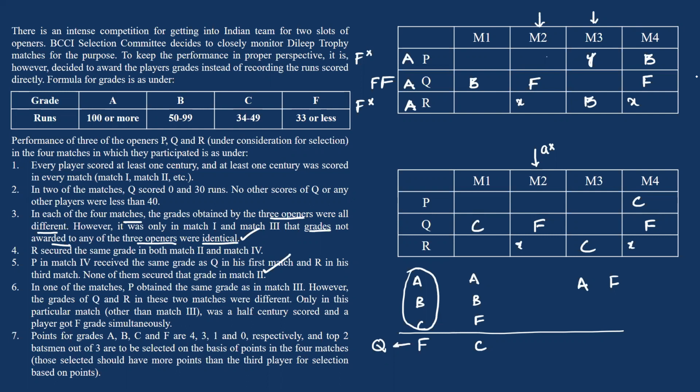In each of the 4 matches, the grades obtained by the 3 openers were all different. So in each of the matches, the grades obtained by the 3 openers were all different. So you cannot have 2 ranks to be the same. So if I consider this as B, this cannot be B, because you already have B here.